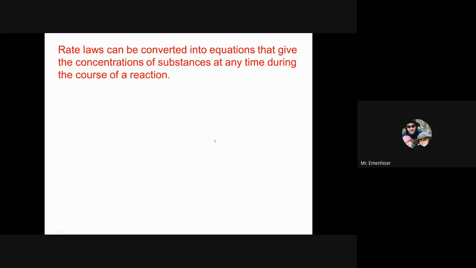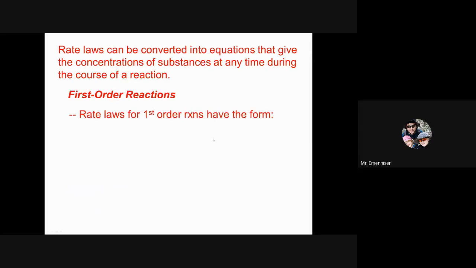Rate laws can be converted into equations that give the concentrations of substances at any time during the course of a reaction. First order reactions will have this form.